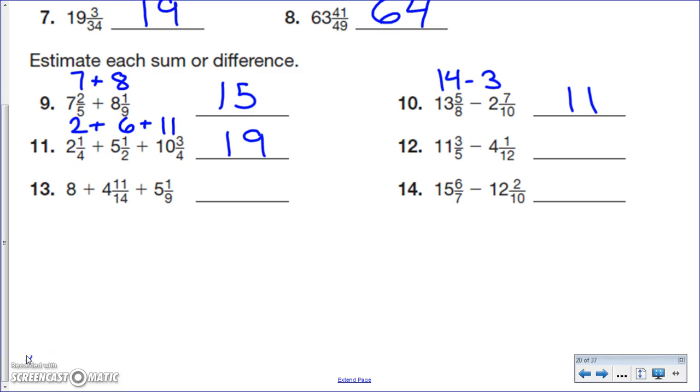For 12, we have 11 and 3/5 minus 4 and 1/12. The 3/5 is going to round 11 up to 12. And the 1/12 is going to round down to 4 because 1/12 is less than 1/2. So 12 minus 4 equals 8.